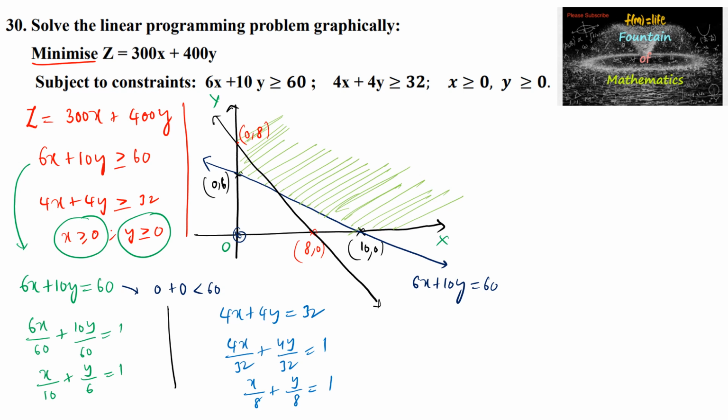So this line equation is 4x plus 4y is equal to 32. And coming to the region, substituting origin, 4 into 0 plus 4 into 0, that is 0 is less than 32, but the inequality given here is greater than or equals to 32. So the solution part will not be containing origin. So we can say that the shaded region will be away from the origin.